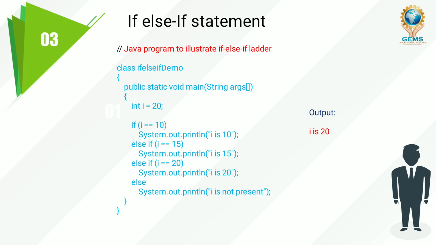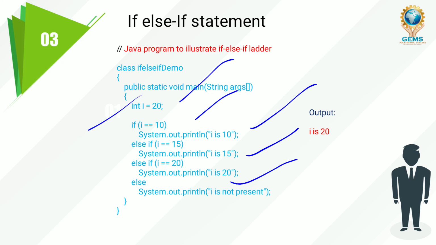Look here: int I equal 20. If I equal 10, this part is going to execute. If I equal 15, the second part is going to execute. But when the I value fails, it is not 10, and if it is not 15, just imagine it is 20, then the else part is going to execute. Because the first condition, I equal 10, fails, and else if I equal 15 also fails, finally it comes to I equal 20, and then this part executes.